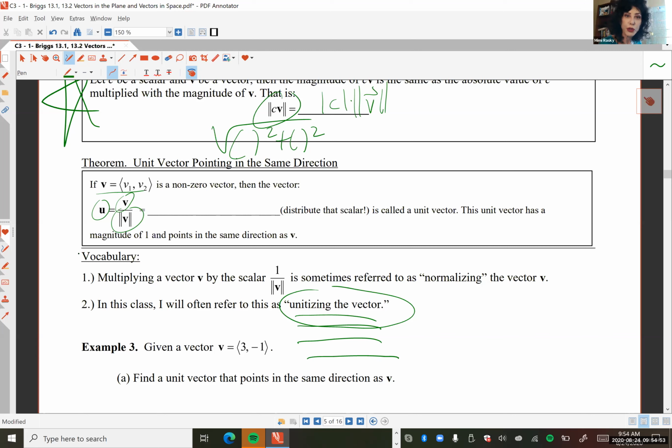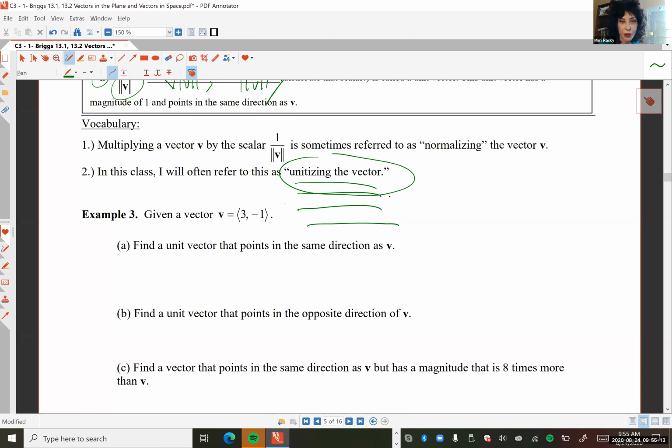And voila, that will unitize your vector. So that will give you whatever the original scalar component was, divided by the magnitude as the first component, and whatever the other scalar was, divided by the magnitude. So you're just distributing the scalar. So let's do an example where we unitize a vector.